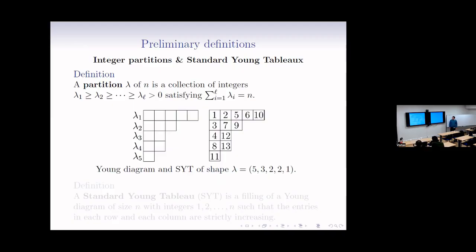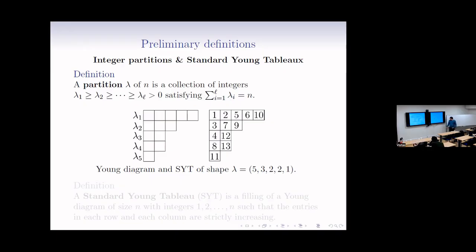So a partition is a collection of non-negative integers, so lambda 1, lambda 2, etc. We ask them to be decreasing, and we ask the sum of them to add up to n. We say that a partition of n is such a collection of integers. So integer partitions have a graphical representation that we call a Young diagram, which is the figure you have here on the left. So what we do is we simply draw boxes with the number of boxes in each row corresponding to the coordinates of the partition.